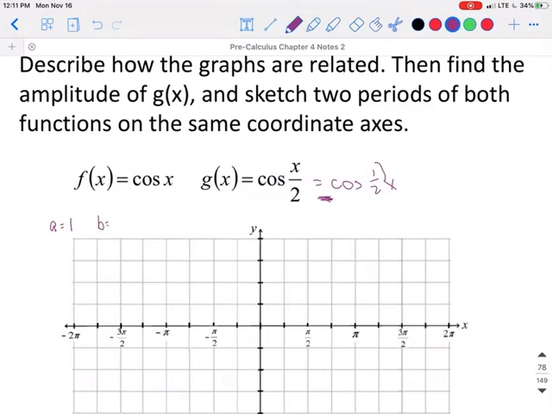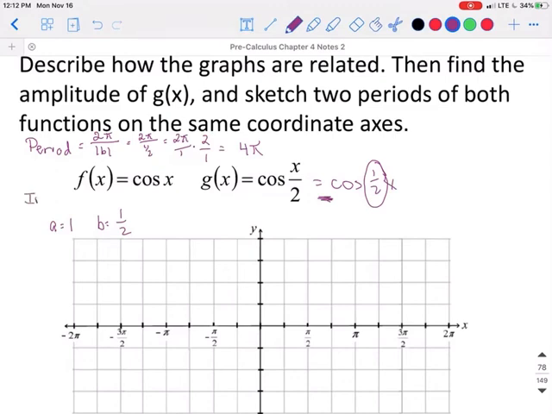Our b value is whatever's right in front of the x, which in this case is 1/2. So to find your period, you are going to do 2 pi over the absolute value of b. In this case, that's going to be 2 pi over 1/2, which we can write as 2 pi over 1 times... When you divide by a fraction, you flip the fraction and you multiply. So our period is 4 pi.